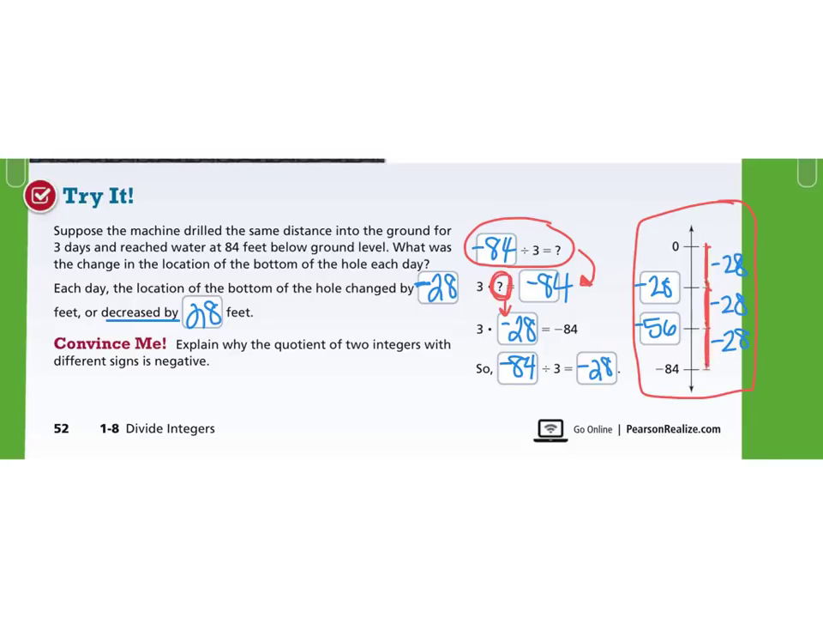So on the number line, you go down to negative 28 for your first move. Going down 28 more puts you at negative 56. And then the final movement of down 28 puts you at a negative 84. So what we know is that when we turn this back into a division problem, negative 84 divided by 3 is a negative 28. Now try the convince me.